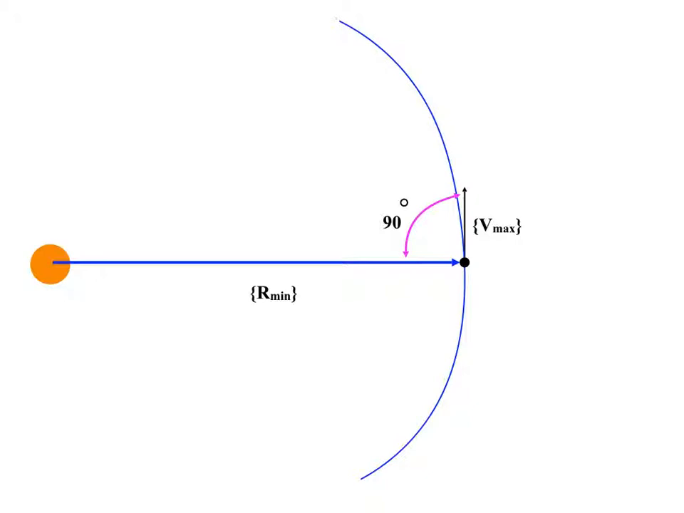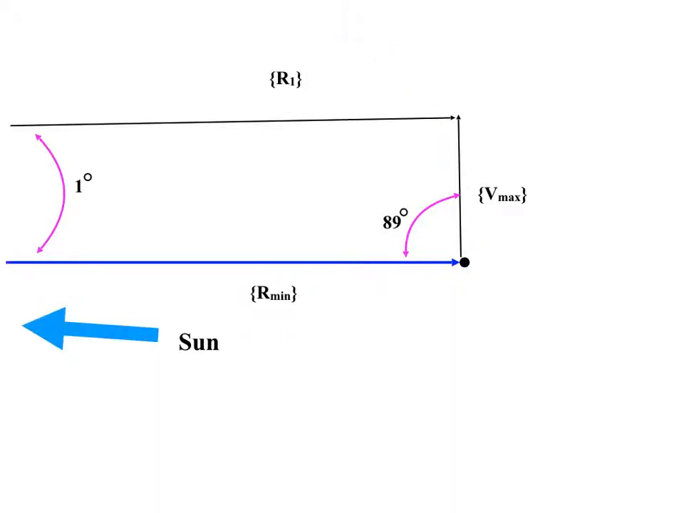Why does Vmax have to be perpendicular at this point? Well, let's zoom way in, and let's say Vmax makes an angle of 89 degrees with r min. And let's look at a very, very short segment of its orbital path, 1 degree. Then what is the third angle of this triangle if the Sun is a distant vertex? The remaining angle must be 90 degrees, because the angles of a triangle have to add up to 180.